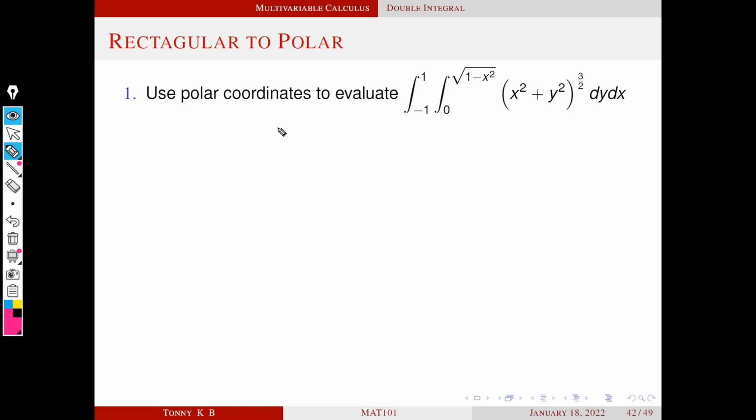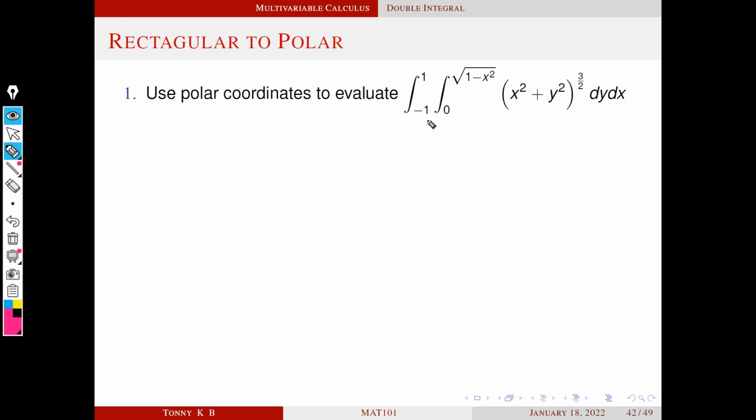Okay, consider a problem. Use polar coordinates to evaluate this integral. Actually, the direct evaluation of this problem in Cartesian coordinates is not easy. But if you convert everything in terms of polar coordinates, then you can easily evaluate the integral. So let's see how to convert this problem to polar coordinates.